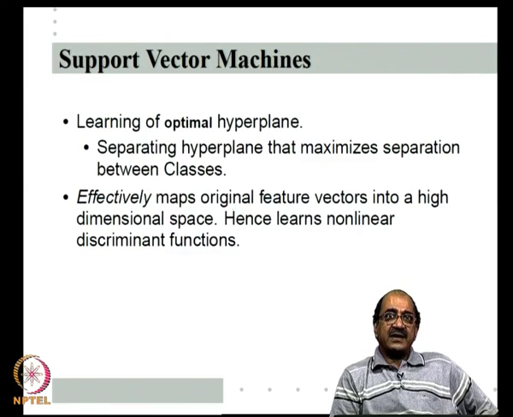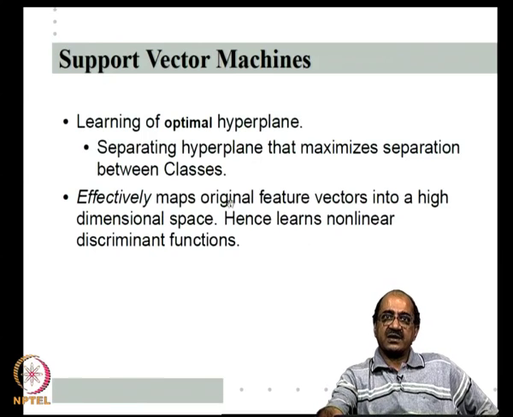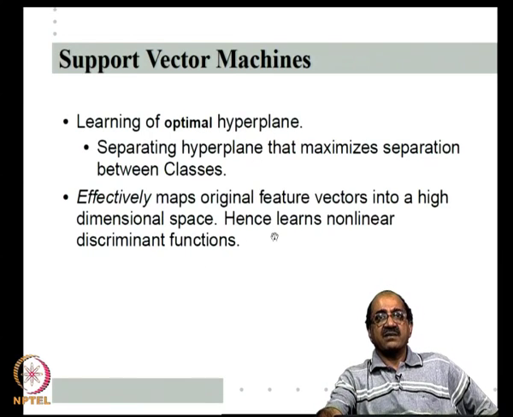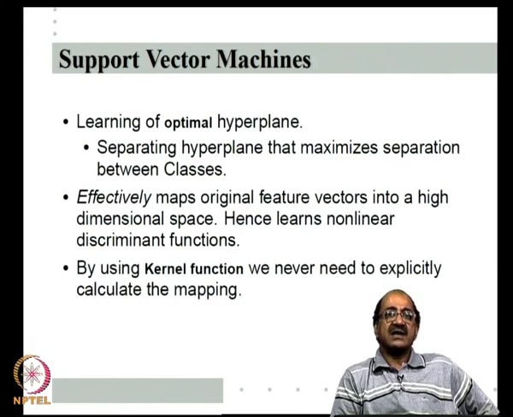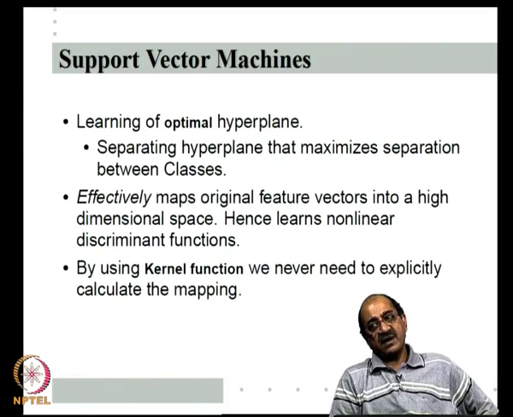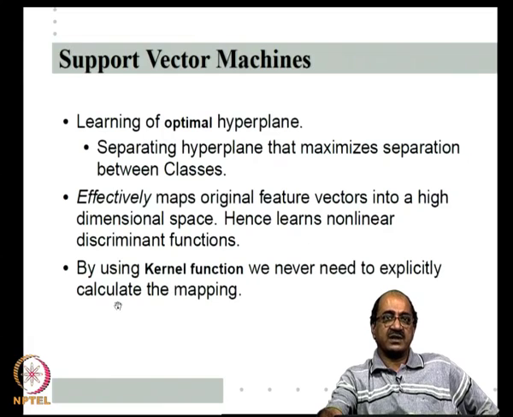Then they only effectively map the original feature vectors into a high dimensional space. Of course, they learn a nonlinear discriminant function by learning a linear classifier in a high dimensional space, but this is done using what is known as a kernel function, whereby we never actually explicitly do this mapping. We never calculate phi of x, we never work in the range space of phi. We shall see why, how it is feasible. By using kernel functions, we never actually explicitly calculate this mapping, right. So, we only effectively find a linear classifier in the high dimensional space.